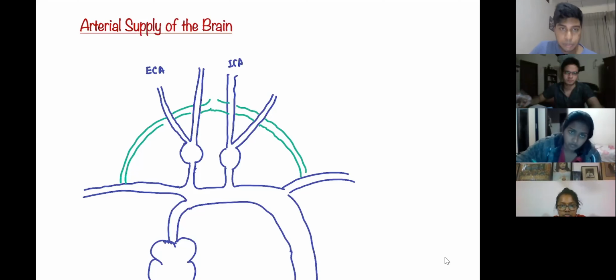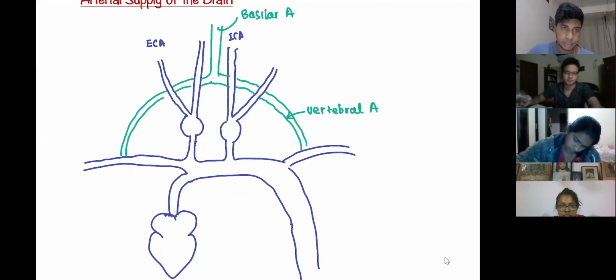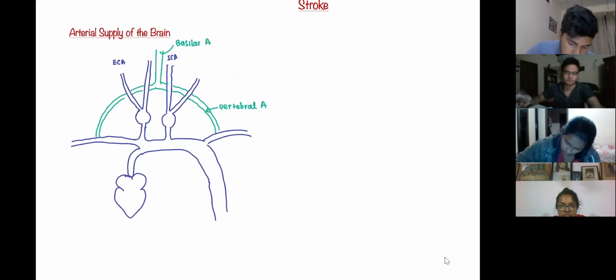These are the two vertebral arteries. They form something called the basilar artery. Okay, vertebral artery, and it forms something called the basilar artery. Okay, this enters the foramen magnum. The vertebral arteries are what enter the foramen magnum.